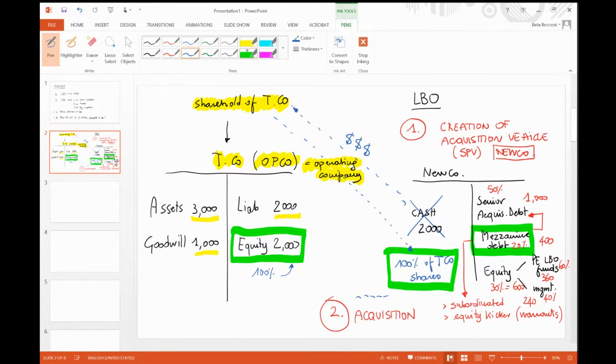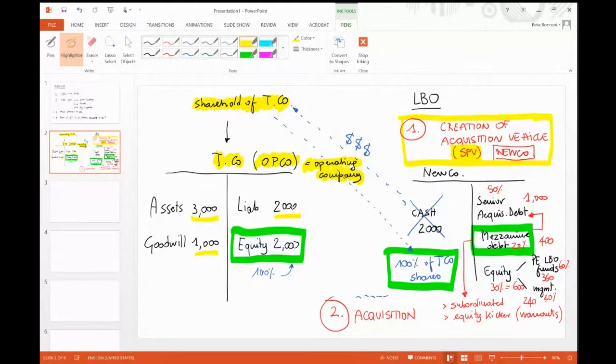The first step, as we analyzed last time, to set up an LBO is the creation of the vehicle for the acquisition. This is in all sense a special purpose vehicle, and the name is indicative. It is a vehicle with a special purpose, and the special purpose is exactly to raise money and then buy out the existing company TICO.